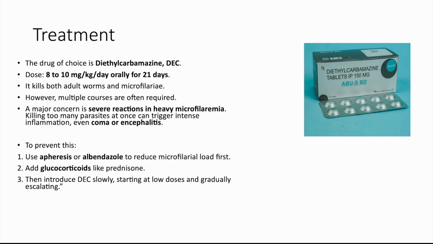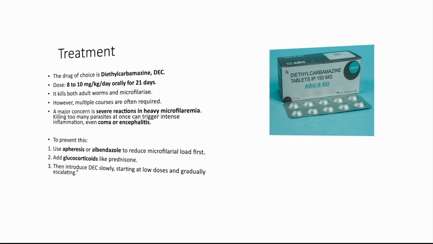Treatment. The drug of choice is diethylcarbamazine, at a dosage of 8 to 10 mg per kg per day orally for 21 days. It kills both adult worms and microfilariae. However, multiple courses are often required. The major concern is severe reactions in heavy microfilaremia. Killing too many parasites at once can trigger intense inflammation, even coma or encephalitis.